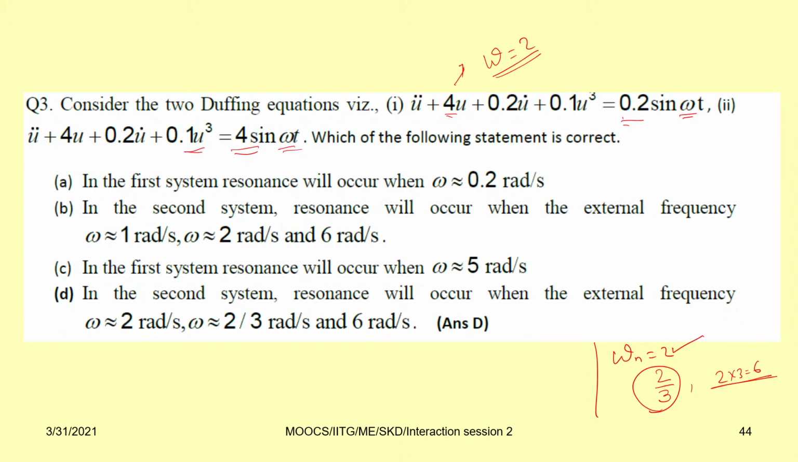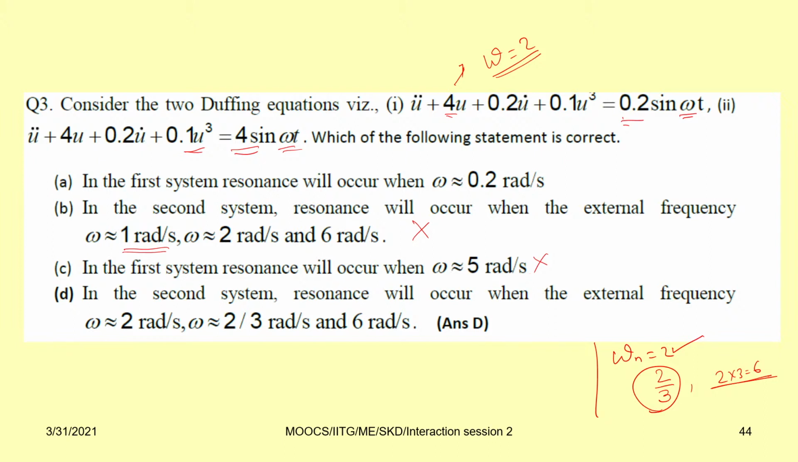So in the first system, this option is not correct, as we have this 1. So 1 is not correct. At 2 you have a resonance condition and at 6 also you have a resonance condition, but at 1 you don't have any resonance condition because you have a cubic nonlinearity. If you have a quadratic nonlinearity, actually you can have a resonance condition at 1 also. So in the first system, the resonance will occur when omega equals 5 radian per second. So this is not correct. At 5, there will be no resonance condition.